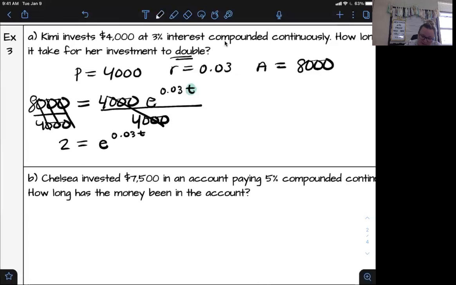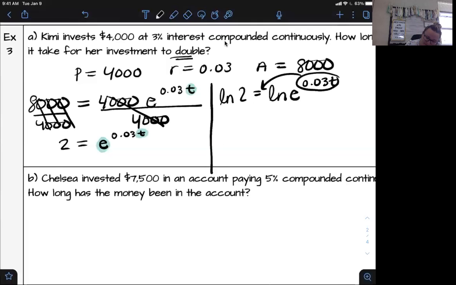So now we have our variable in an exponent still. We need to bring it out of the exponent. And to do that, we need to use logs. But because we have the natural number e, we want to use the natural log. So we're going to take the natural log of both sides of that equation. So remember, we can bring this out in front. So the natural log of 2 is equal to 0.03 t times the natural log of e.